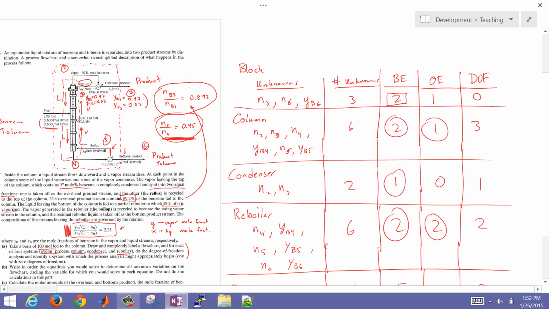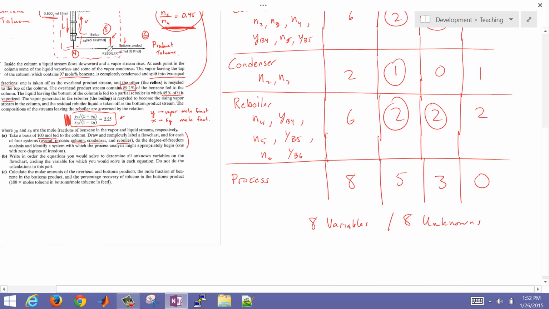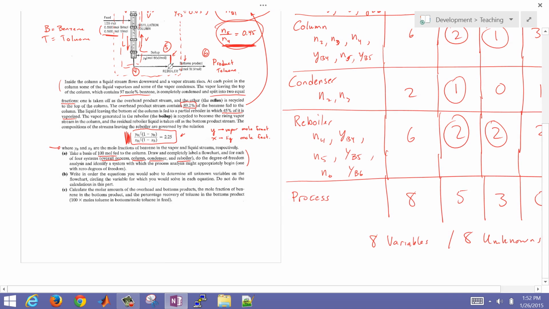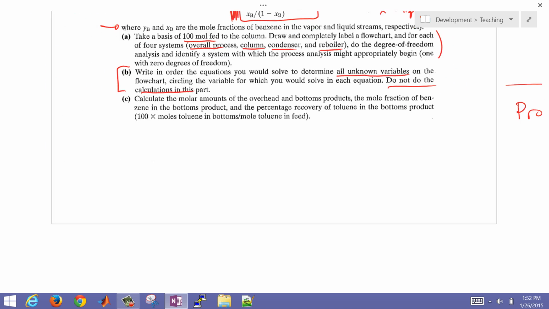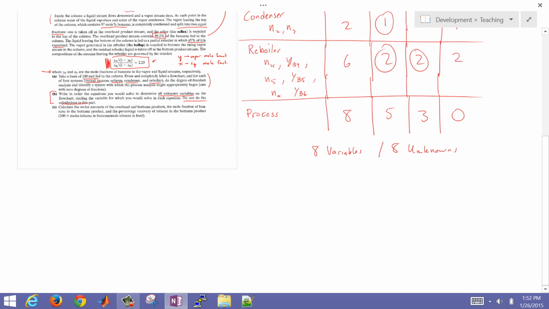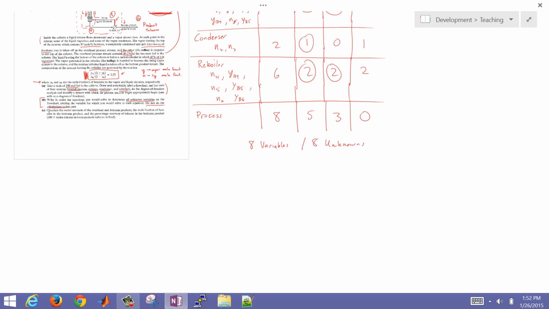The other thing we can do is just start off with the block itself. So let's just go ahead and write out all of these equations that we have, and let's come back here to part B. Write in order the equations you would solve to determine all unknown variables on the flowchart, circling the variable for which you would solve in each equation. And so we're not going to do the calculations in this part, just set up the equations. Okay, so let's go ahead and just work down through part B then.